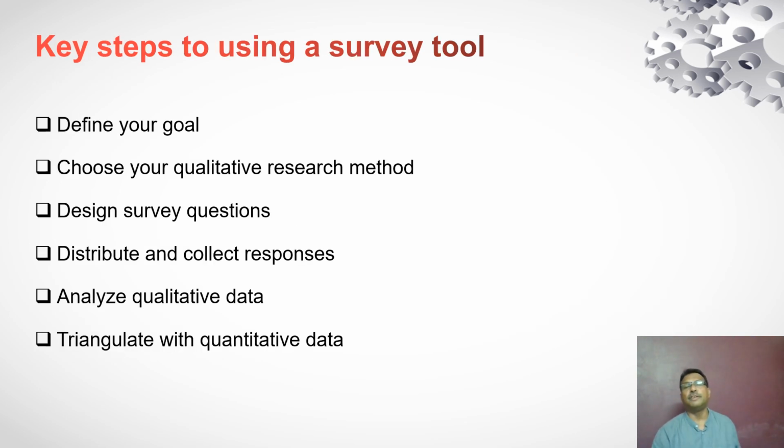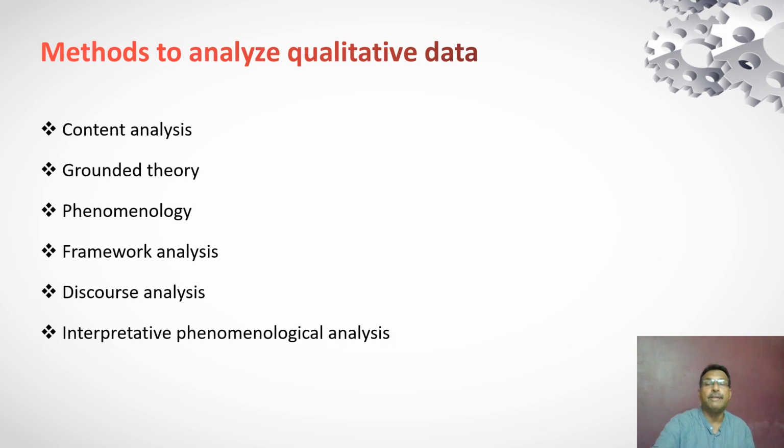So, key steps for a survey tool: define your goal, absolutely, be precise, be SMART: specific, measurable, attainable, realistic, time-bound goals. Choose your qualitative research methods. Design the survey questions accordingly. They can be open-ended, they can be close-ended, with options, as far as close-ended questions are concerned. Distribute and collect responses, analyze the qualitative data, triangulate, and try to churn out some kind of meaning from the data that has been given to you.